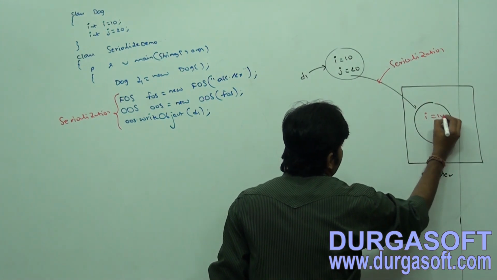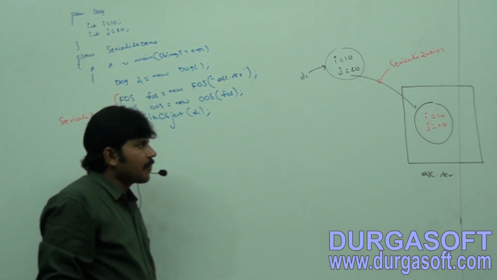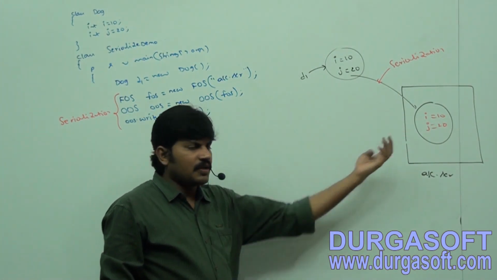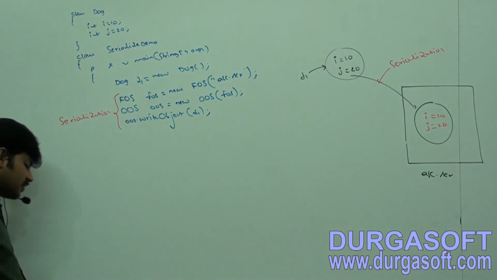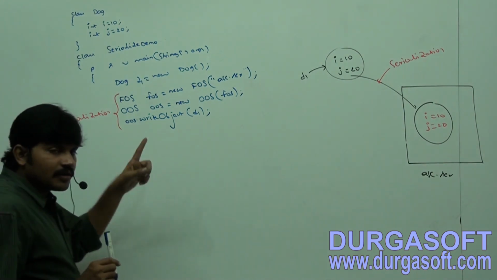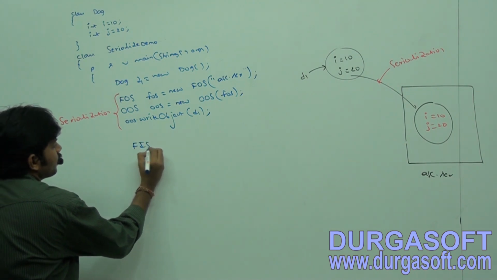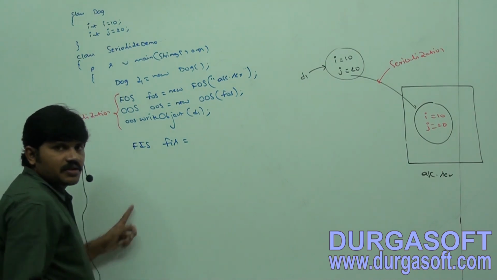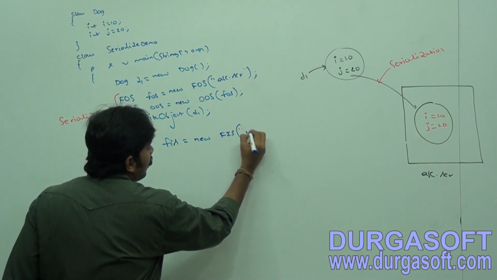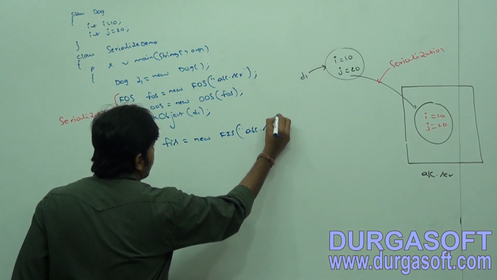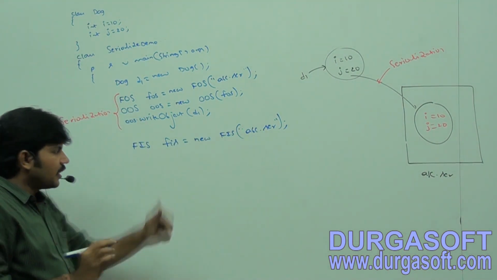i value is 10, j value is 20. Now my next thing, I want to deserialize this object. To deserialize an object, which streams are required? File input stream and object input stream. Now FileInputStream fis is equal to new FileInputStream of abc.ser. From which file do you want to read? The abc.ser file.